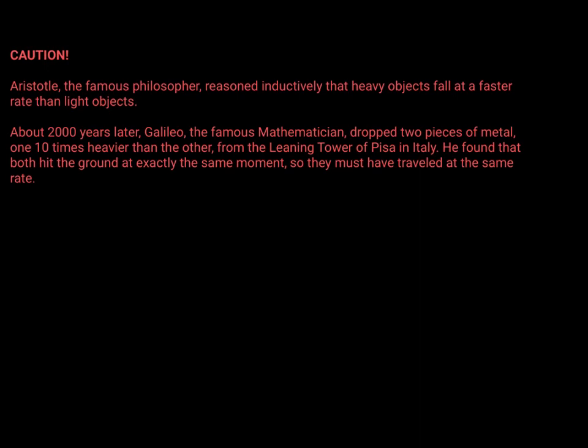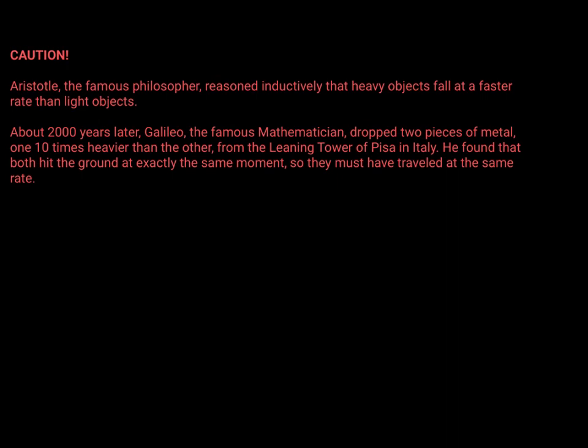The famous philosopher Aristotle reasoned inductively that heavy objects fall at a faster rate than lighter objects. About 2,000 years later, Galileo dropped 2 pieces of metal, one 10 times heavier than the other, from the Leaning Tower of Pisa in Italy. He found that both hit the ground at exactly the same moment. So they must have traveled at the same rate.